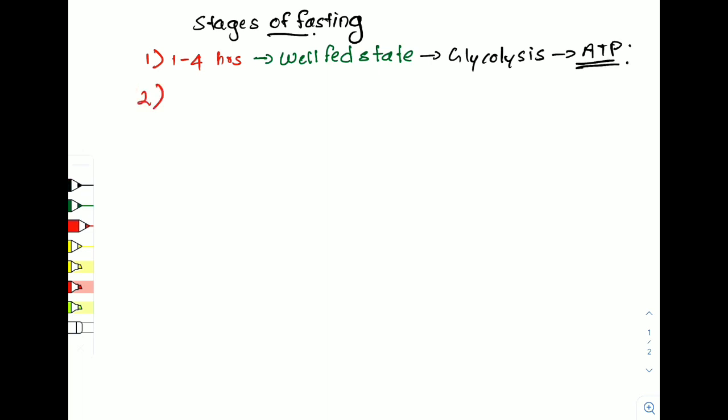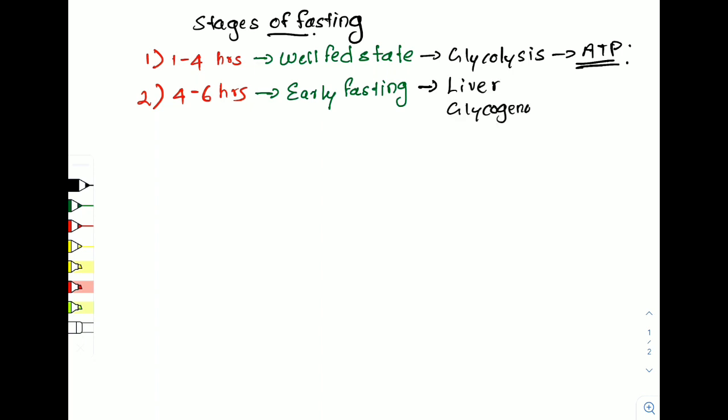The second stage is 4 to 6 hours after food, that is the early fasting stage. In this stage, liver glycogenolysis takes place, and hence we get glucose which enters glycolysis, and thereby the required ATP for the body is produced.